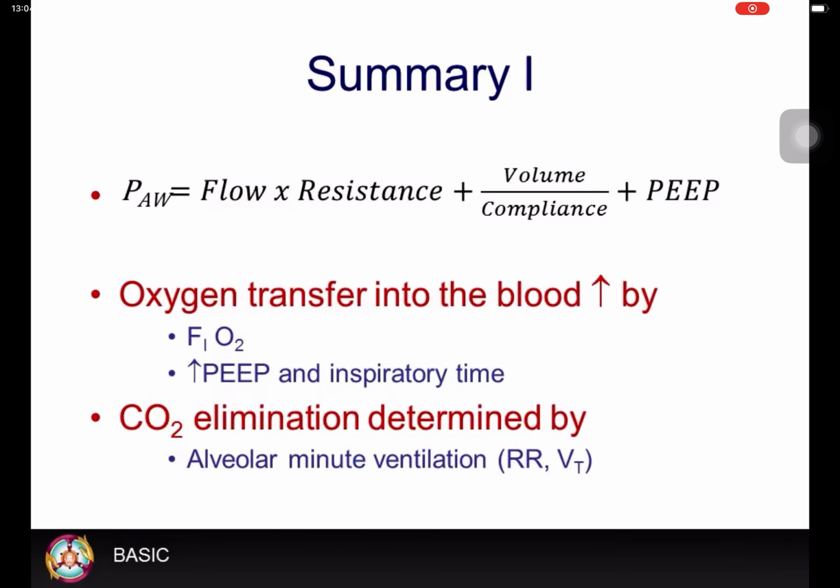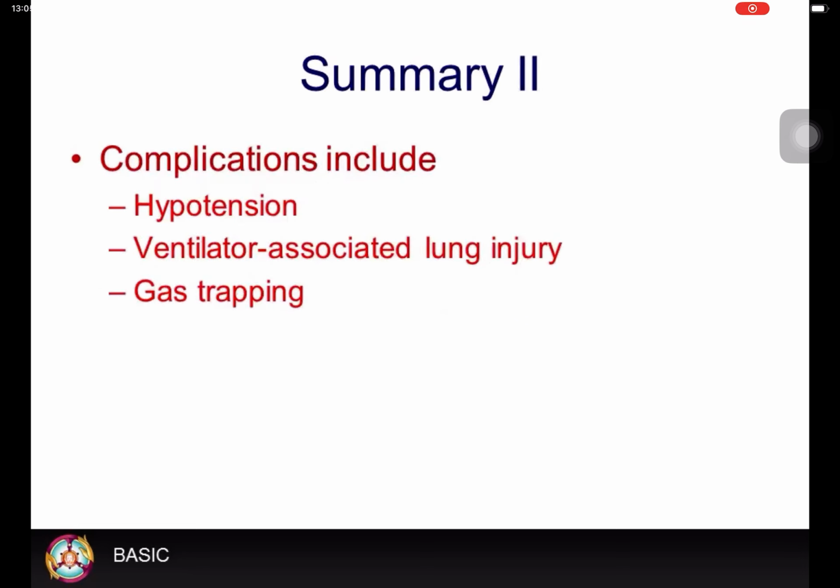In summary, the airway pressure is determined by the flow times resistance plus volume divided by compliance plus PEEP. Oxygen transfer into the blood is increased by increasing the inspired oxygen concentration, the PEEP, and the inspiratory time. Removal of carbon dioxide is determined by the alveolar minute ventilation, which is dependent on the respiratory rate and the tidal volume. Important complications of ventilation include hypotension, ventilator-associated lung injury, and gas trapping.